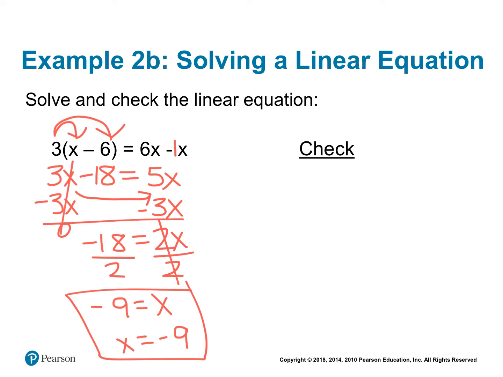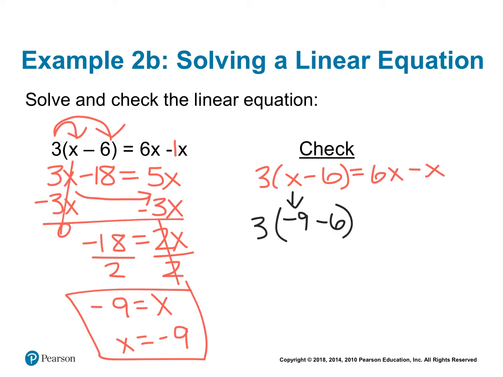So I'm going to take my original equation and I'm going to replace every x I see with a negative 9. So this becomes negative 9. Bring everything else down. This becomes negative 9 minus this becomes negative 9. So I actually have a double negative here.